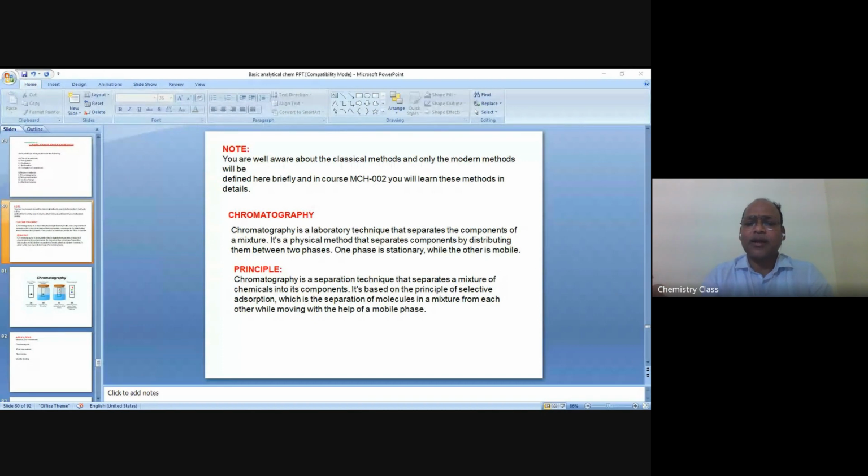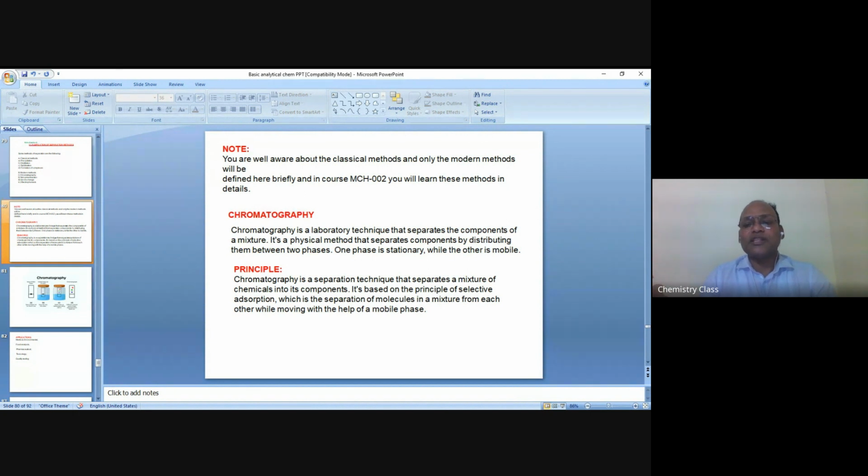Suppose you have iron and water and you have to separate them. You put a sponge and a magnet over there. The magnet will carry the iron piece, and the sponge will soak up the mobile water particles, and the remaining iron will be there. This is a type of chromatography. This is a simple example, but if you go into the particulars, you will understand that chromatography is a separation technique that separates mixtures of chemicals into their components.